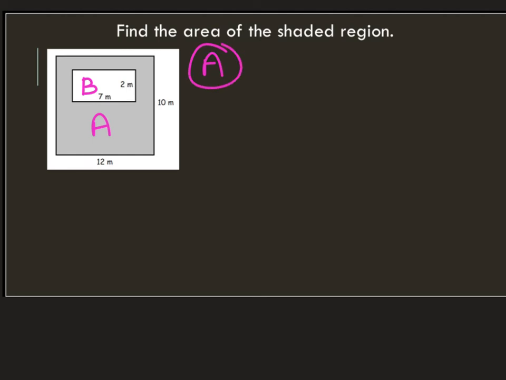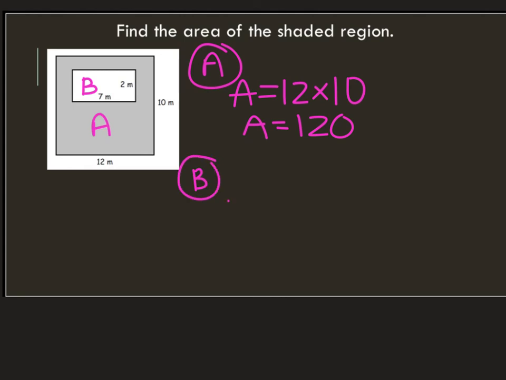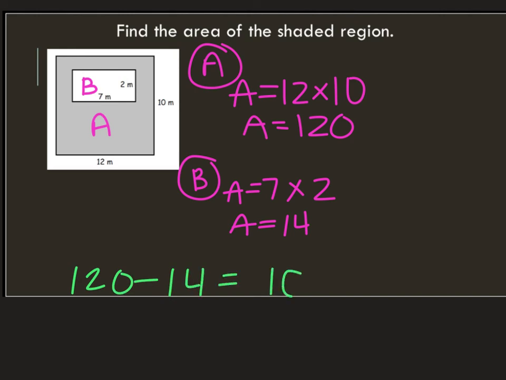So shape A, find the area of that first. Our base is 12, our height is 10. 12 times 10 is 120. Now let's find the area of the part that's not shaded in. So that's my shape B. Our base is 7, our height is 2. So the area that is not shaded in is 14 meters squared. The total area is 120. If we subtract those, 120 minus 14, we get that the area of the shaded region is 106 meters squared.